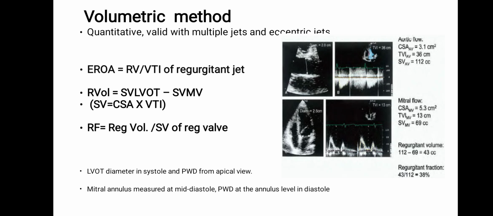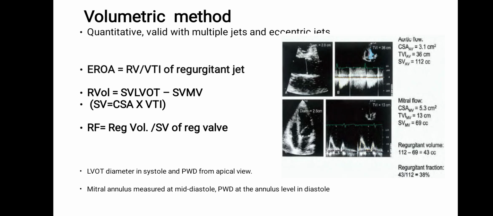ERO is equal to regurgitant volume divided by VTI of the regurgitant jet. Regurgitant volume is equal to stroke volume in the LVOT minus stroke volume in the mitral valve. Stroke volume is equal to cross-sectional area into VTI. Regurgitant fraction is equal to regurgitant volume divided by stroke volume of the regurgitant valve.